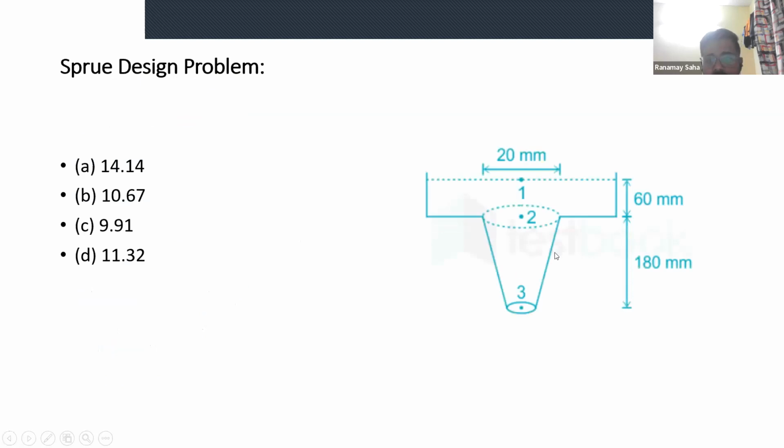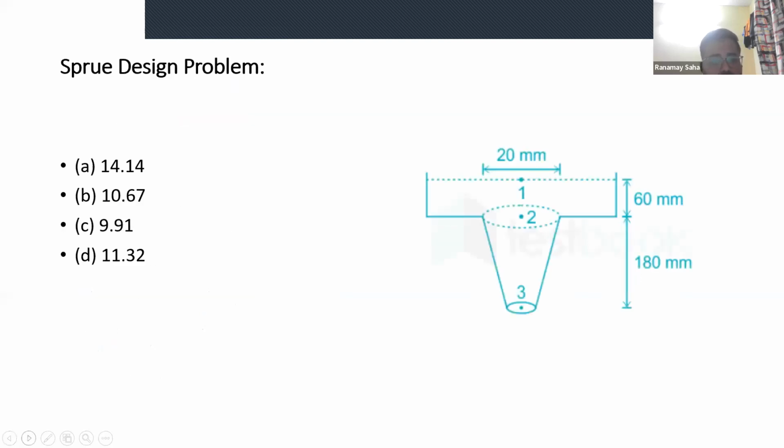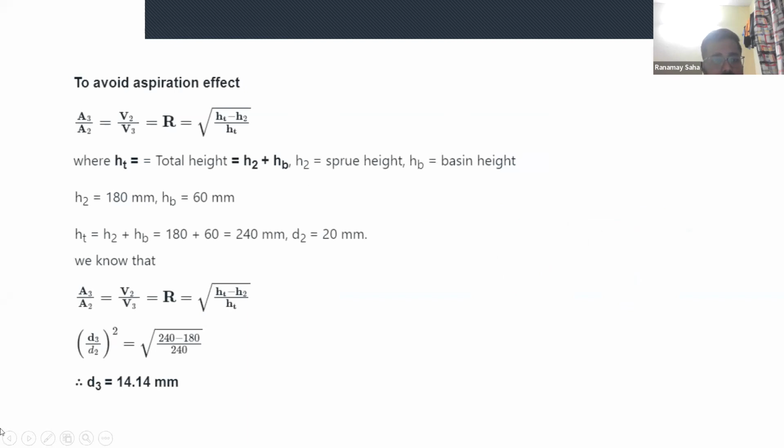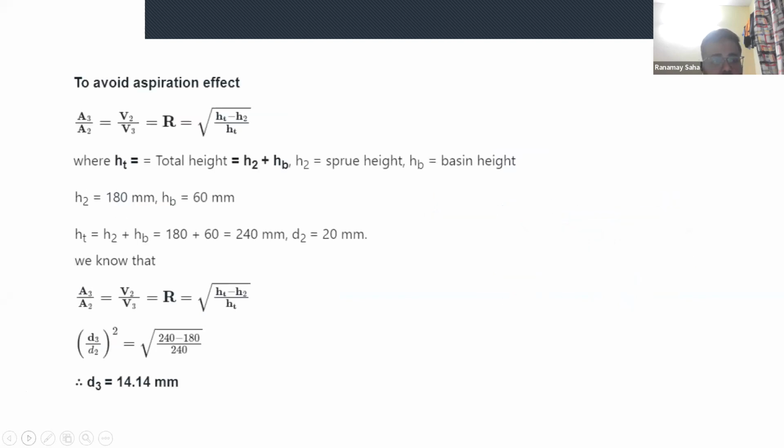So here the mold height becomes H total, 180 plus 60 minus the H2. Okay, so H2 is this height, the screw height. Okay, so this is the pouring basin, isn't it? So this has to be considered. So this is given like that.